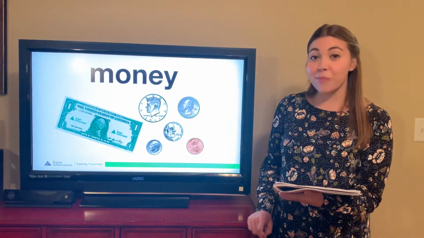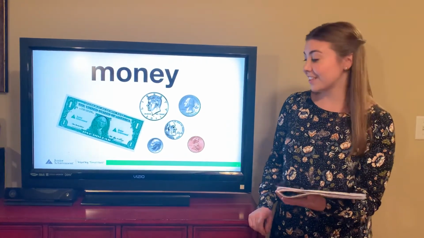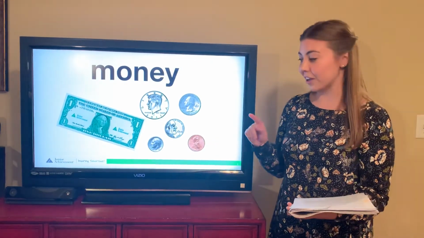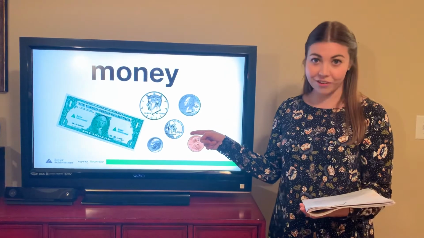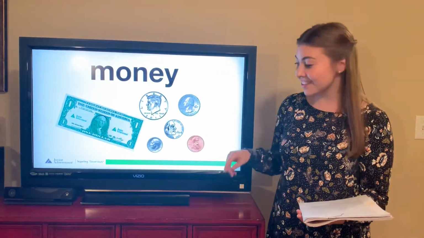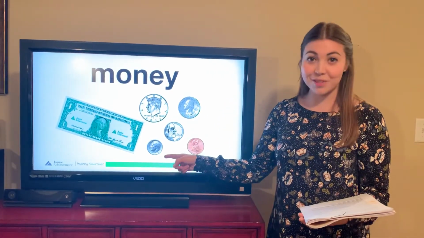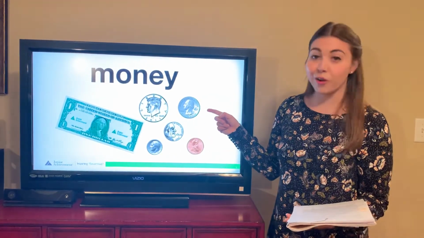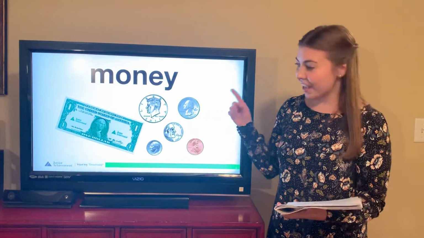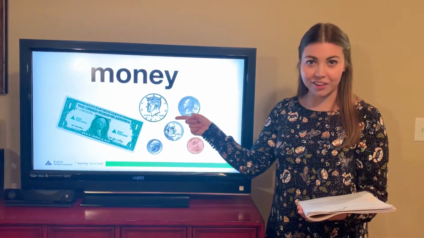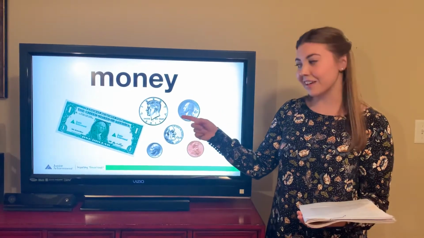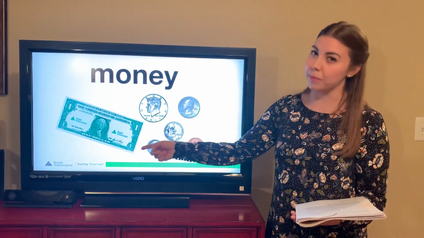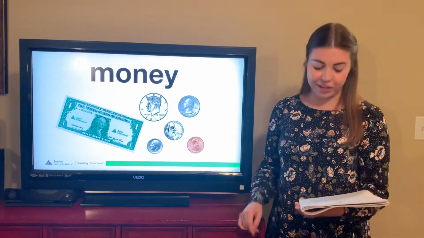Do you know how much each coin is worth? So what about the penny? That's worth 1 cent, right? And then we have the nickel, that's 5 cents. The dime is worth 10 cents. The quarter is worth 25 cents. And then we have the half dollar, and that is 50 cents. And then we have a dollar, which normally we have as a bill, but it also can be a coin.